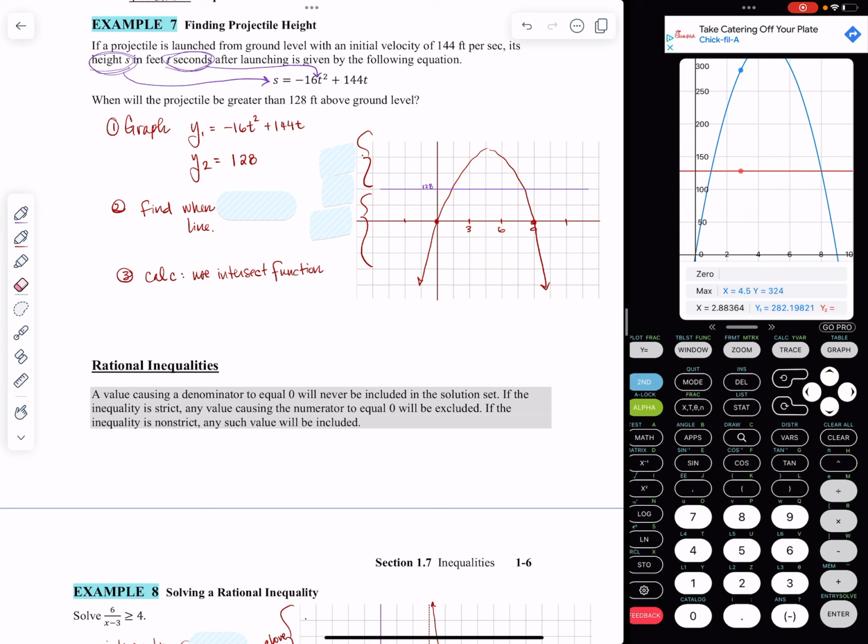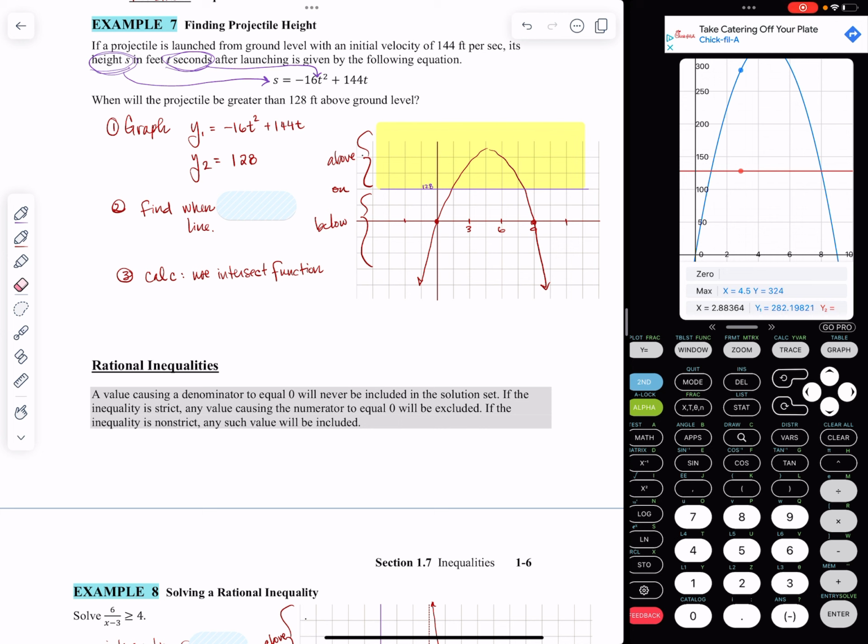And we want to know, when is the projectile going to be greater than 128 feet? So now we want anything that's greater than 128 feet. So that is not what I wanted. Let me try that again. All right, so greater than 128 feet. There we go. And you can see, according to my little notations here, I'll uncover the tape, we want everything above that. We don't want what's on the 128 feet. We don't want what's below the 128 feet. We only want to know what's greater than the 128 feet.